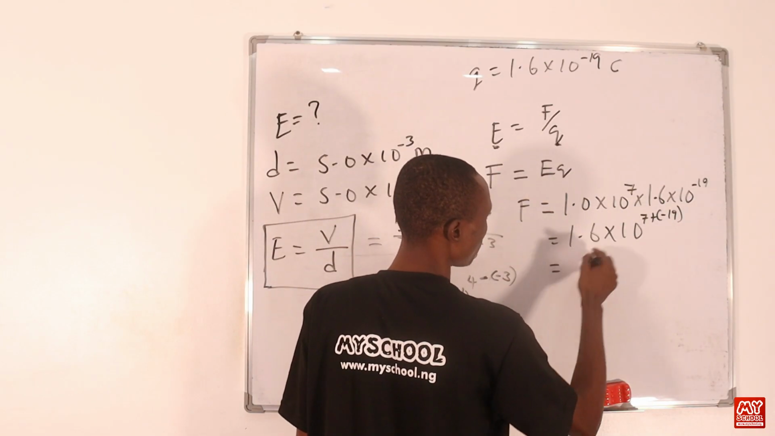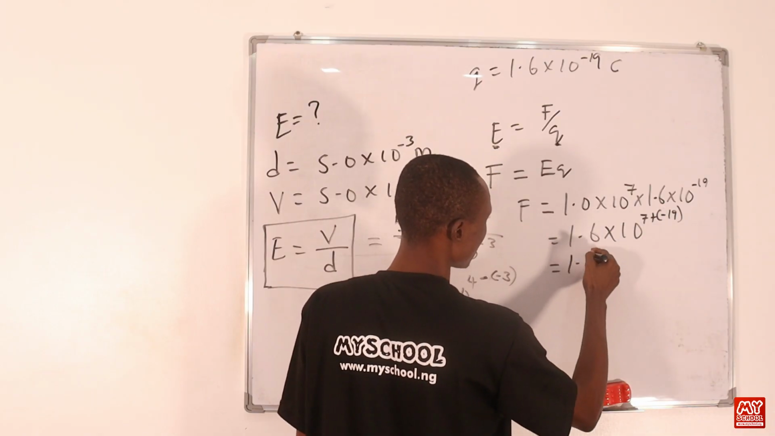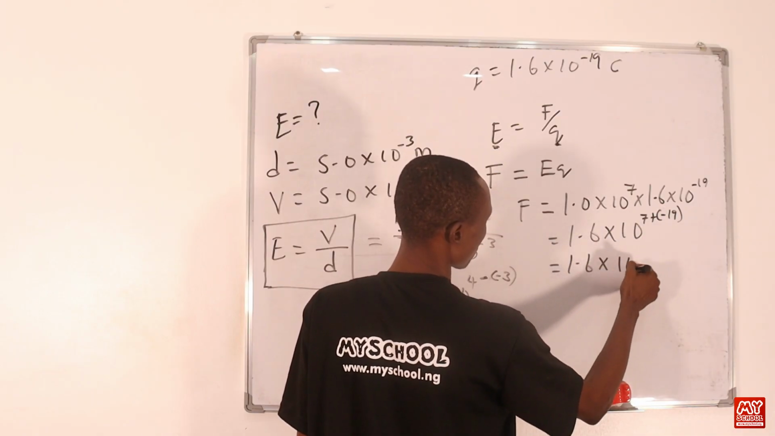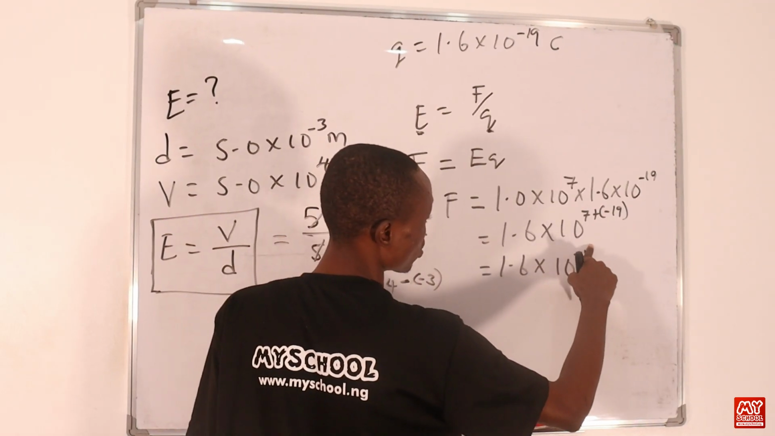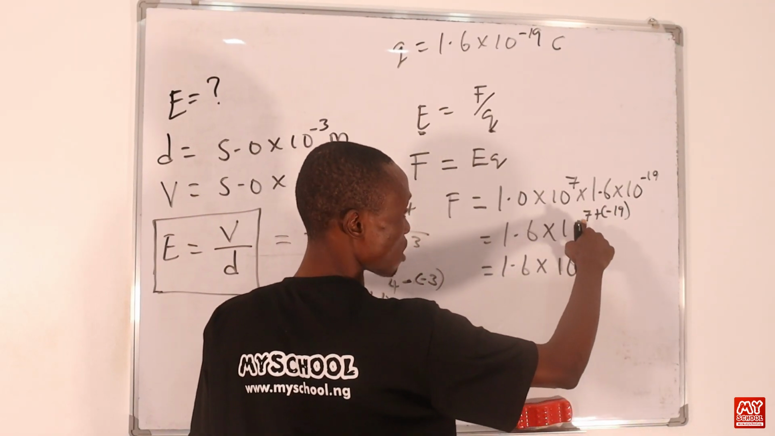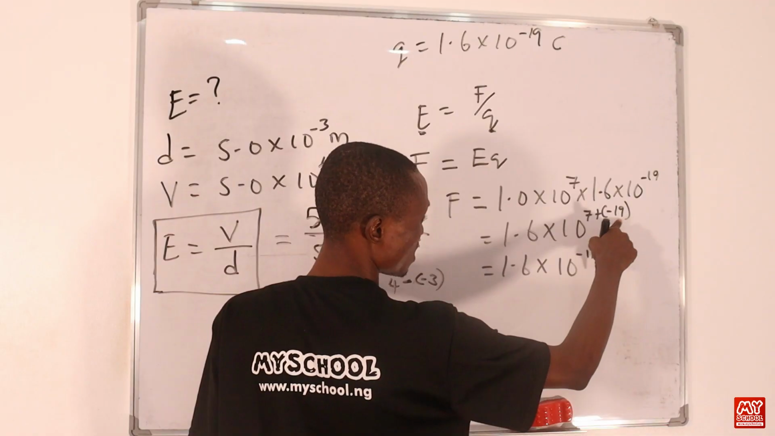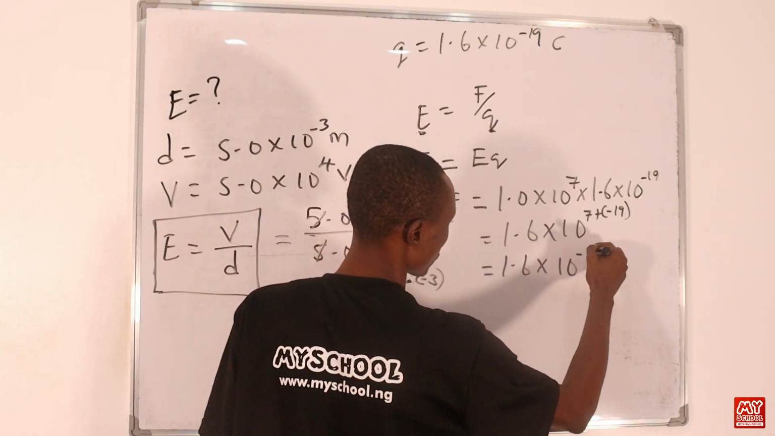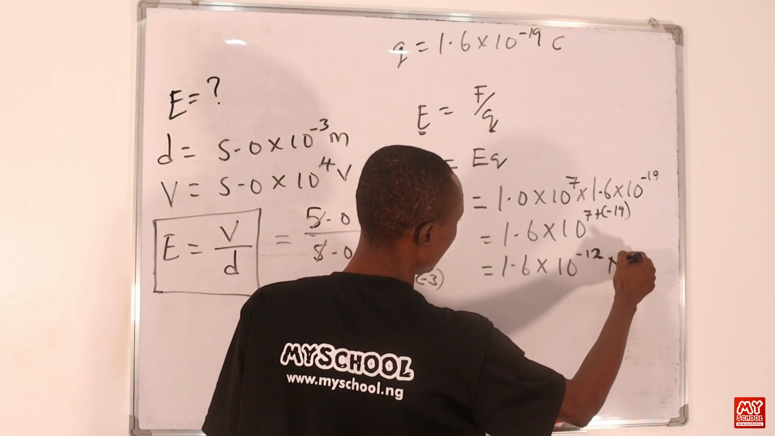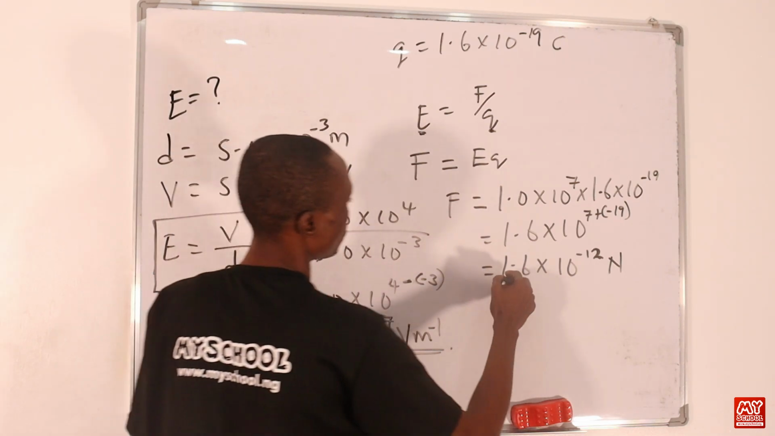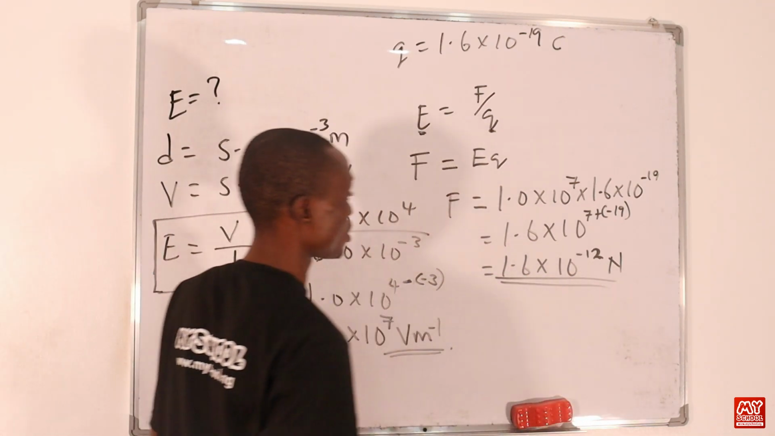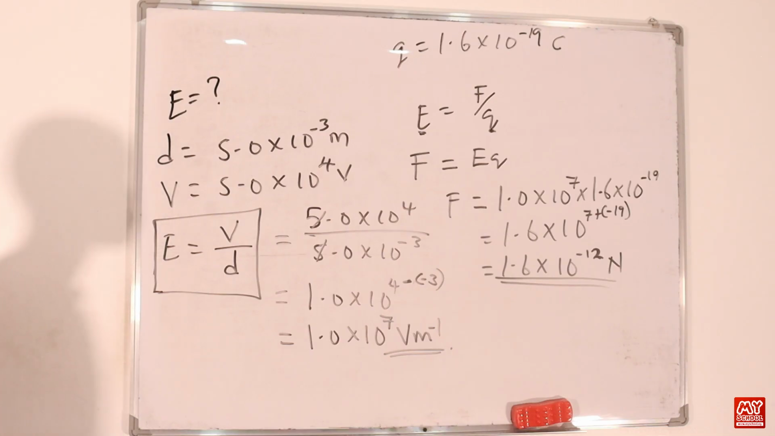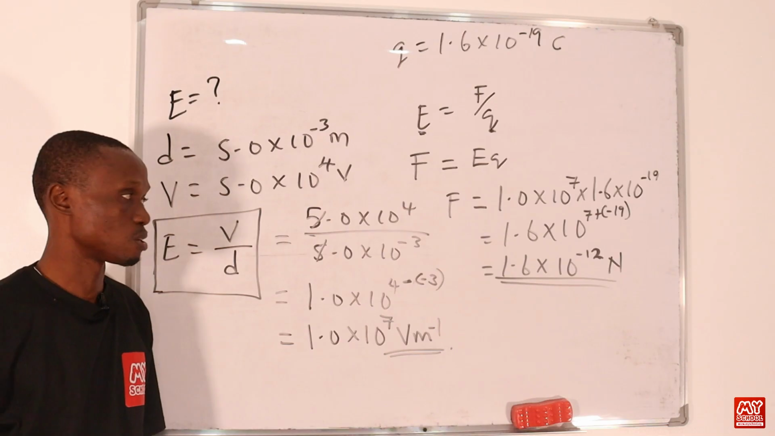So here we'll be having this to be equals to 1.6 times 10 raised to the power minus 12, because we're having 7 plus minus 19, right? So that will be minus 12 Newton. So the value of the force on the electron is equals to 1.6 times 10 raised to the power minus 12 Newton.